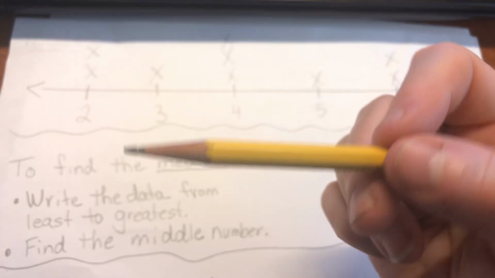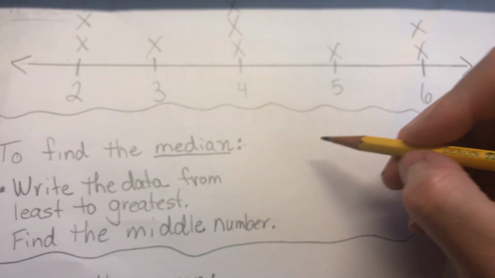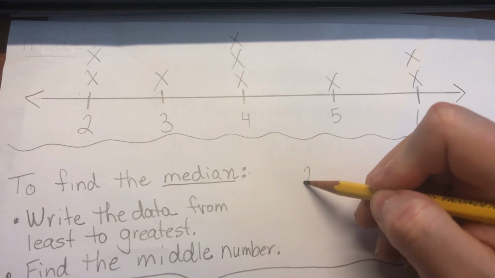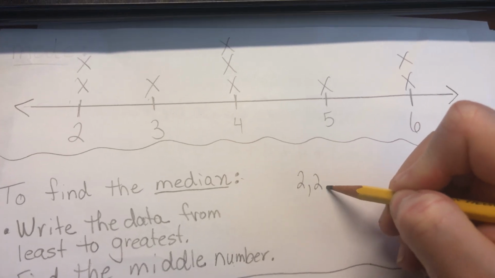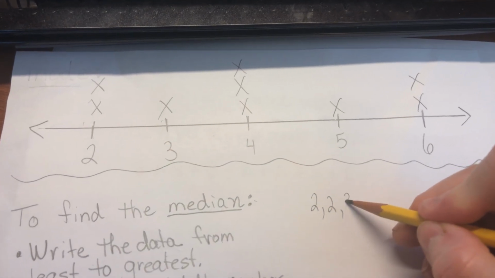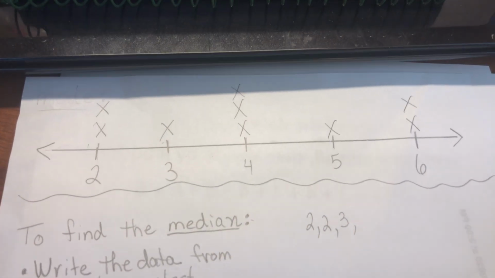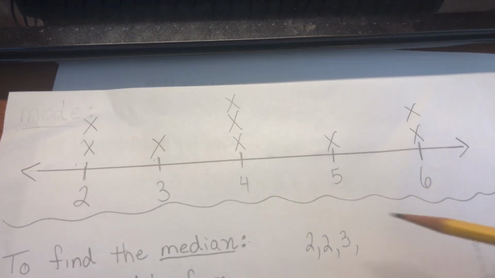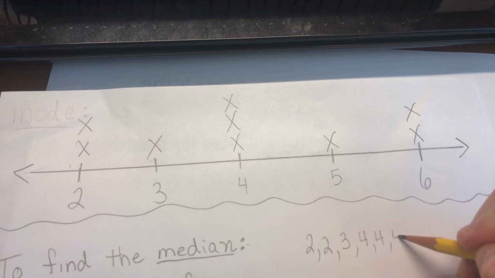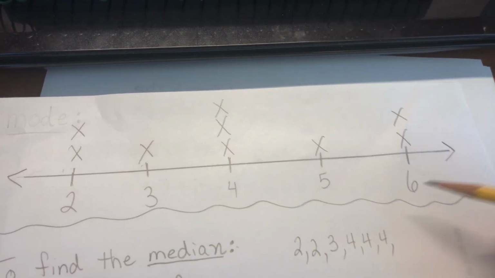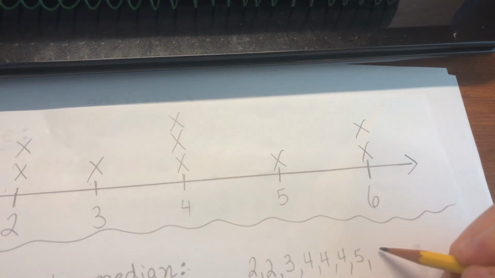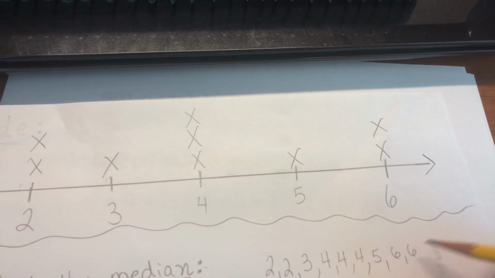So look at number 2. For number 2, there are 2 people, so I have to write 2 and 2 because 2 people said 2. Then 1 person said 3, so I write 1, 3. But look how many people, 3 people said 4, so I have to write 4 and 4 and 4. And 1 person said 5, so I put down 1, 5. And then 2 people said 6, so I have to put 6 down twice.